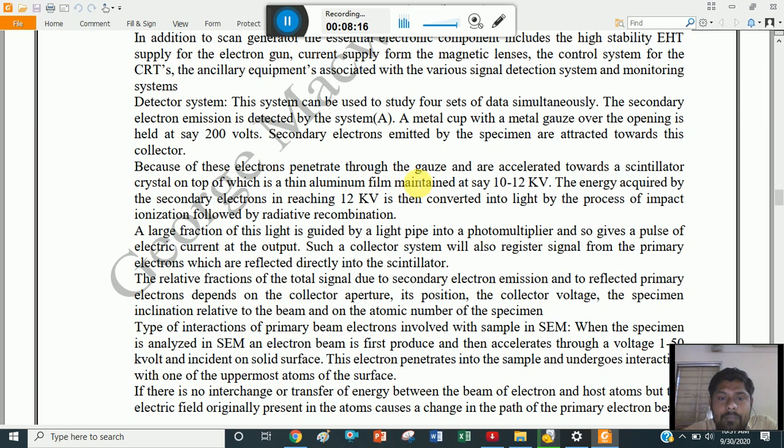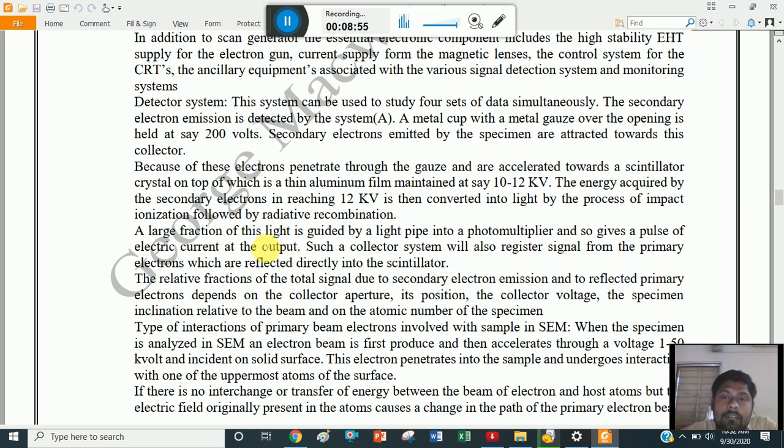These electrons penetrate through the gauge and are accelerated toward the scintillator crystal, on top of which is a thin aluminum film maintained at 10 to 12 kilovolt. The energy acquired by the secondary electron in reaching 12 kilovolt is then converted into light by the process of impact ionization followed by radiative recombination. A large fraction of this light is guided by a light pipe into the photomultiplier, that is your PMT detector, and so gives a pulse of electric current at the output.